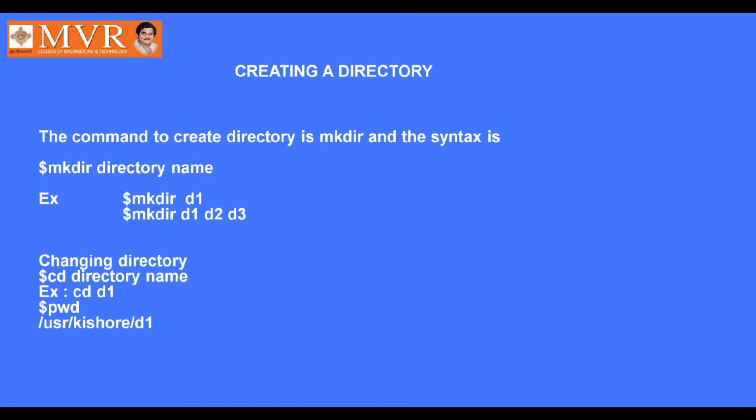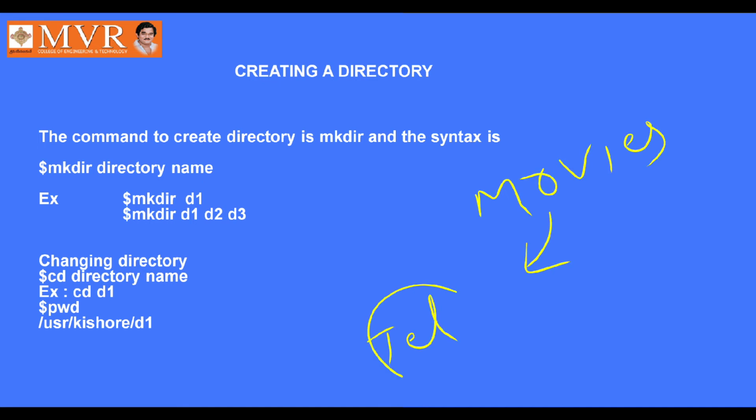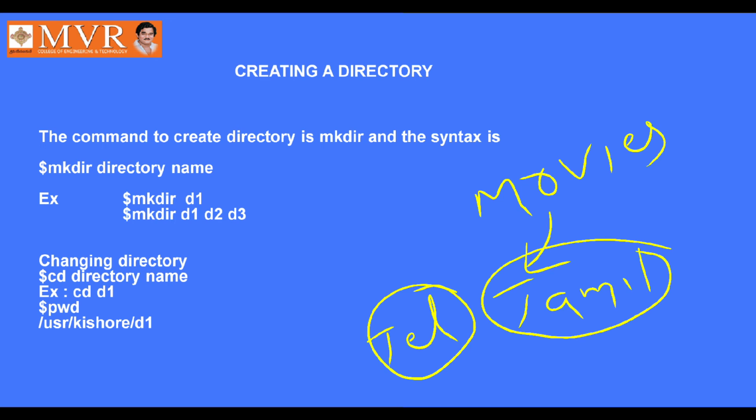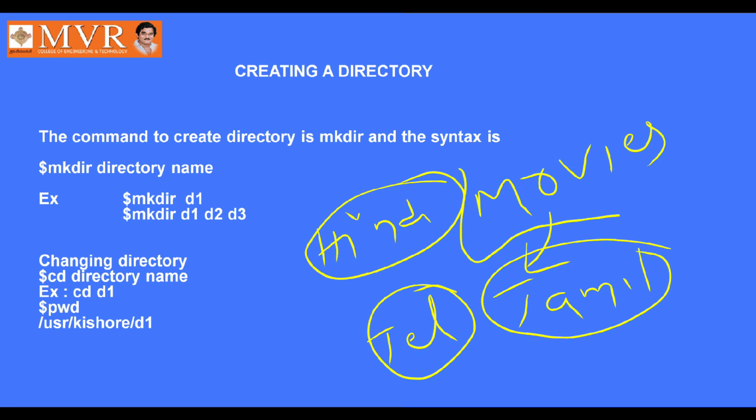Now how to create a new directory? Say for example, I have a directory known as movies. Under movies, I have another directory known as Telugu. Similarly, I have another directory, Tamil. And now I purchased some new films, Hindi films, so I need a new directory known as Hindi, so that I can keep all the Hindi movies under this directory, and these three directories will be under this movies directory.